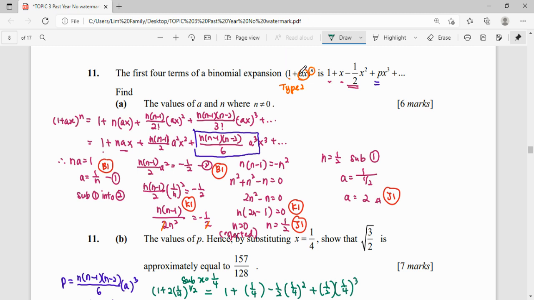So we can use back our expansion. Substitute x here, which is 1 over 4. Substitute a, that is our answer 2, and power 1 over 2. So continue for the right hand side.